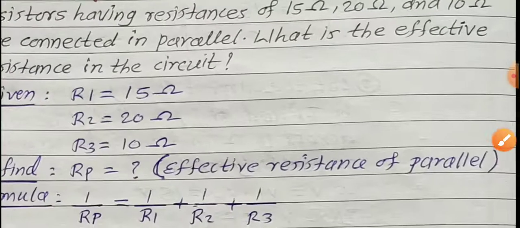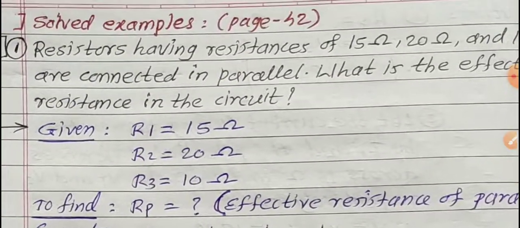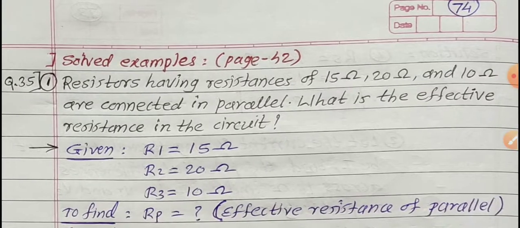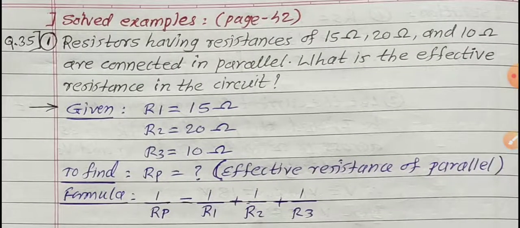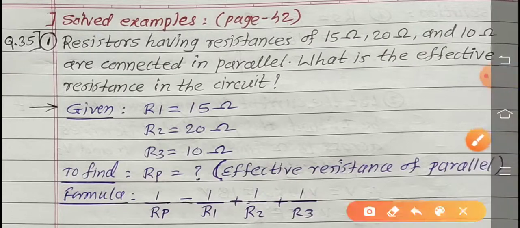In this way, we are solving the numerical problems. Next, numerical problems related to resistors connected in parallel. Now see page number 42 given in our textbook. Resistors having resistances of 15 ohm, 20 ohm and 10 ohm are connected in parallel. So what is the effective, meaning the total, resistance in this circuit?